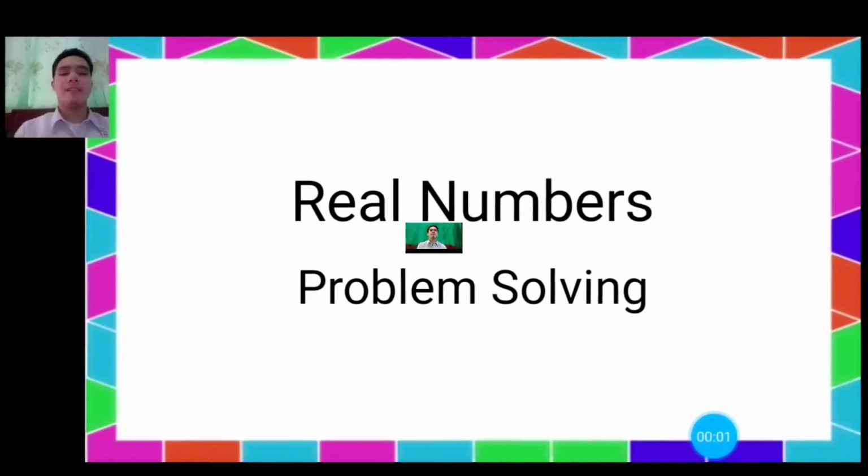Then after that, you have to make a plan on how to solve that problem. Then after having a plan, execute it. You have to solve it. Then after solving, try to think: has your problem been solved? Now, we will discuss problem solving involving real numbers.